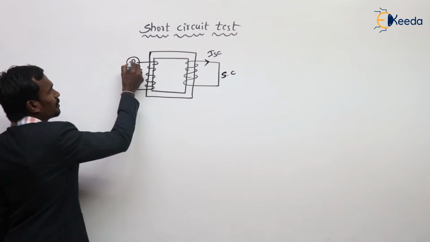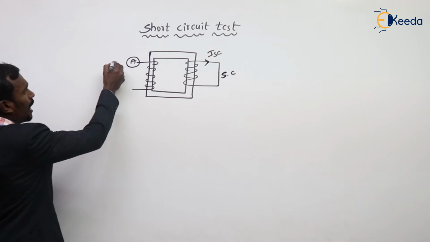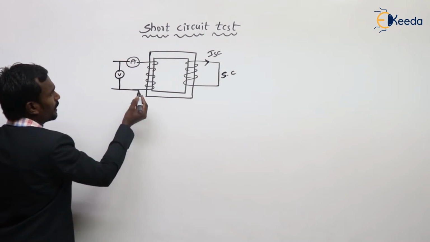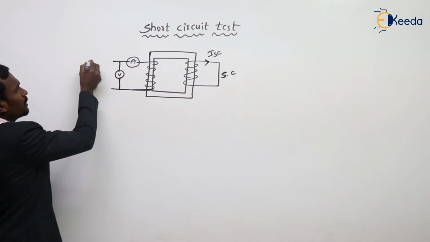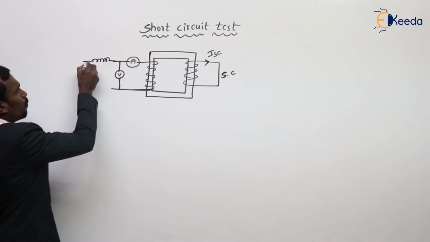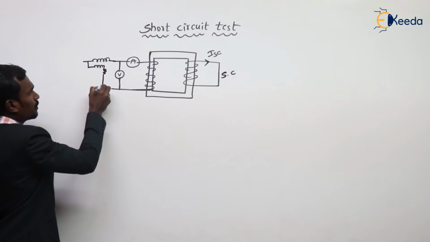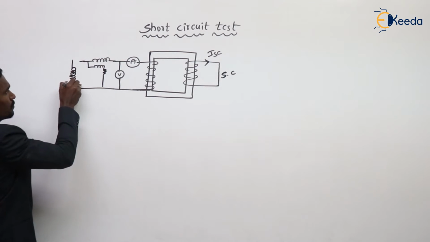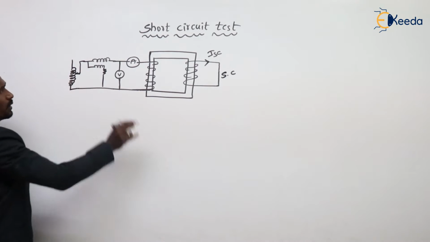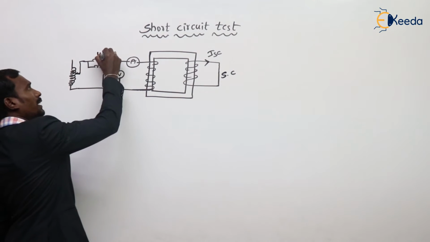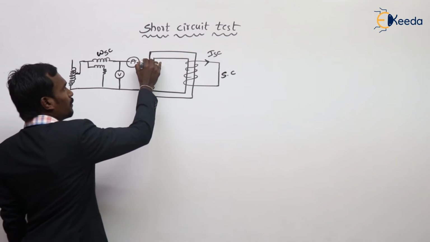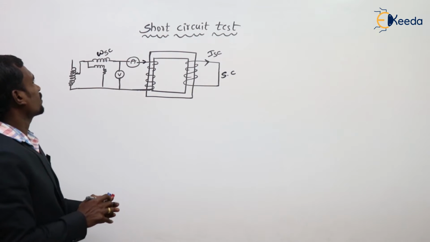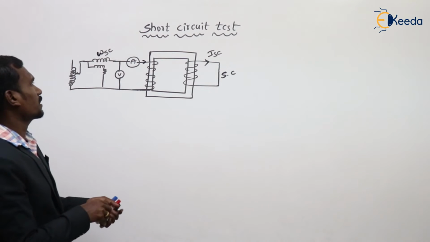Here the current I, and to know the voltage, V, and to know the power, a wattmeter, and here the supply voltage. This wattmeter is called WSC. And of course, here the current is I. Now see, this is the short circuit test circuitry.